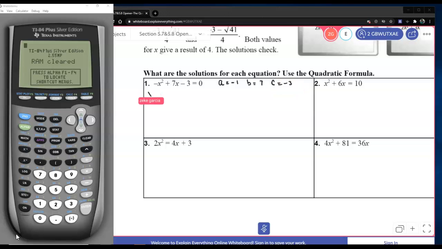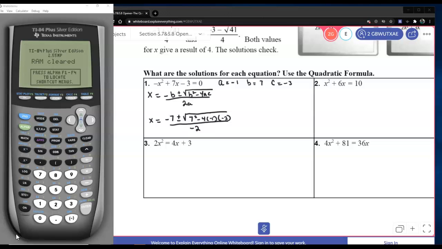So we know that the quadratic formula is -b plus or minus the square root of b squared minus 4 times a times c, divided by 2a. To solve this, all we have to do now is substitute. We know that b is 7, so you have -7 plus or minus the square root of 7 squared minus 4 times -1 times -3, divided by 2 times a, which is going to be -2.